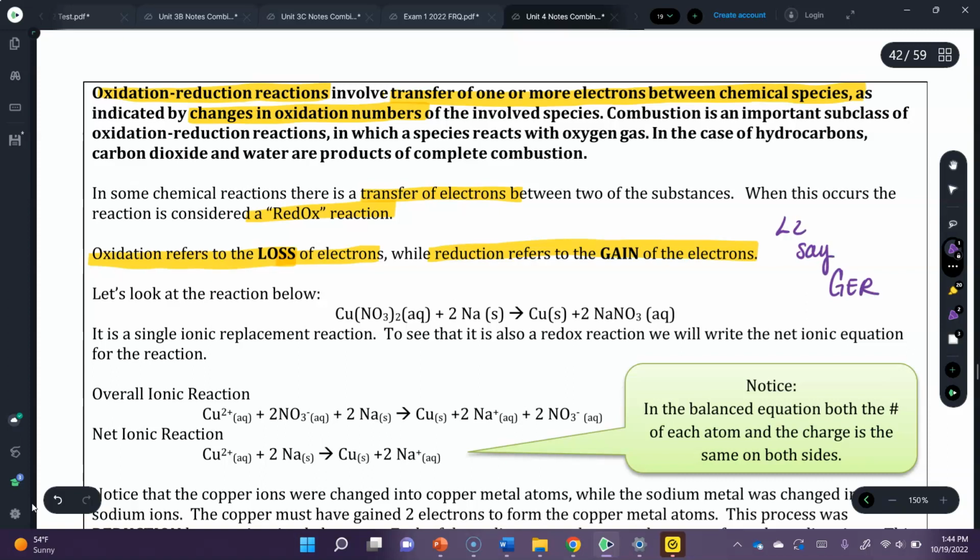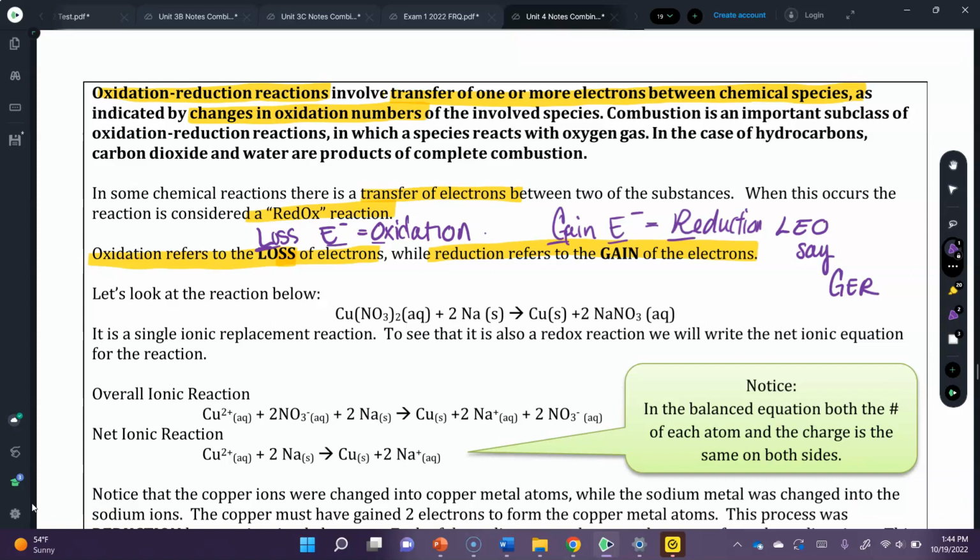Okay, where the loss of electrons is oxidation. So loss, with the L, of electrons is oxidation. And the gain of electrons is equal to reduction. So L-E-O, Leo says G-E-R, grr. Okay, so it's an easy way to remember that relationship there.